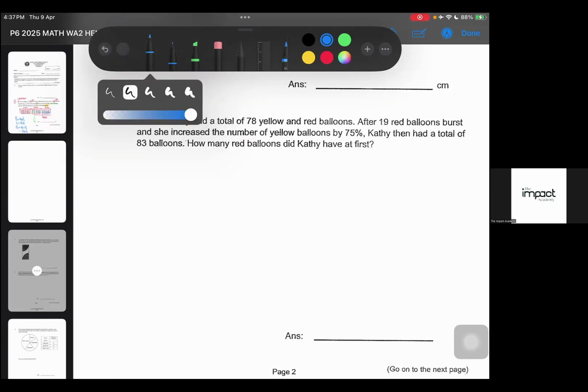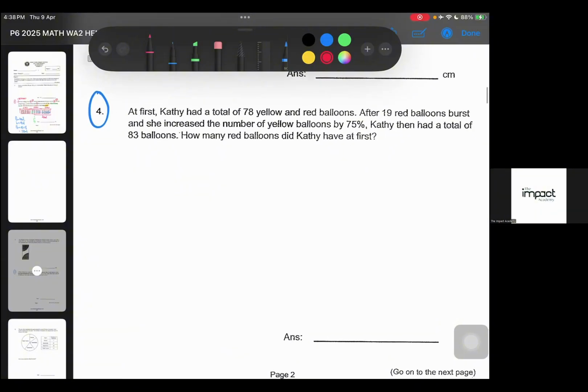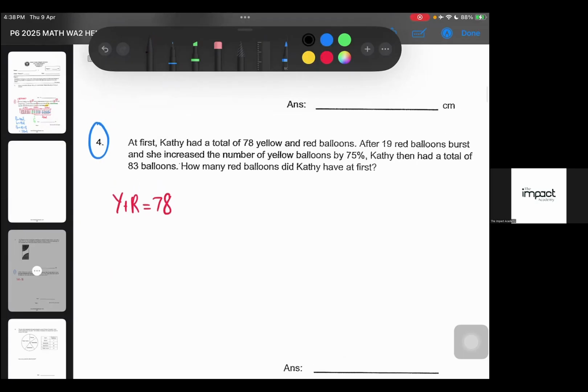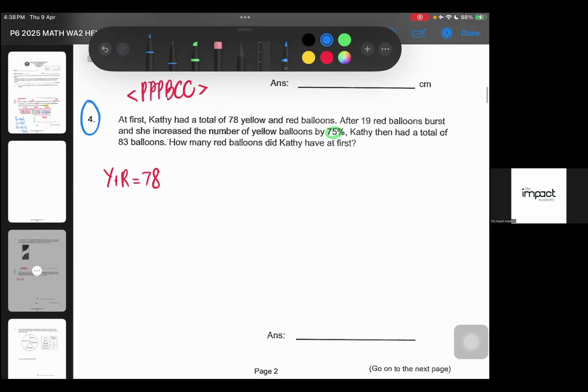Okay, so now we are going to go to question number 4. Question number 4 says, at first, Haiti had a total of 78 yellow and red balloons. That means yellow plus red is equals to 78. Now, whenever you want to do a question, you have to tell me the concept first. I see that there's a percentage, then I definitely know that this is a triple P board cookies and cream situation. Okay, so please remember this is a triple P board cookies and cream situation.